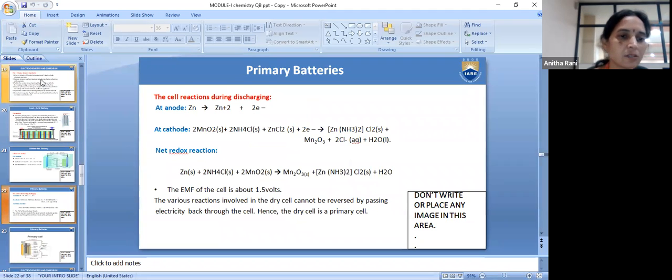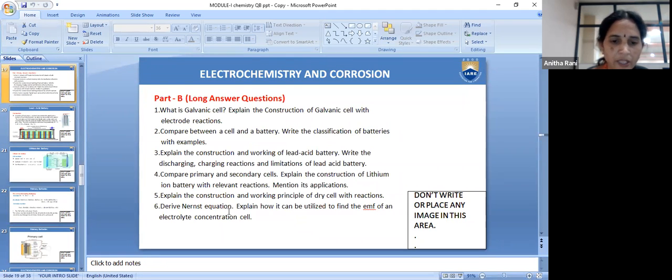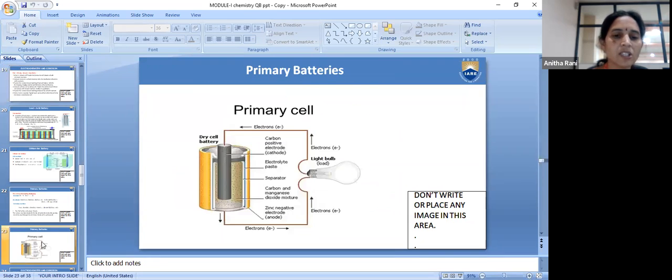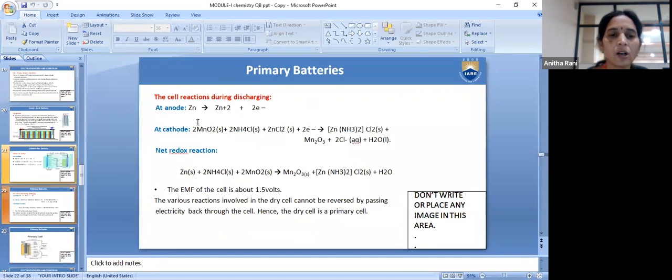Okay, what they asked in the question, you see here. Explain the construction. First, you have to explain the construction. We are taking zinc as a container, which is the anode. Then we insert a carbon rod in the center position, and we fill the surrounding of that carbon rod with the electrolyte. So you write construction first. Then you have to write reactions: anode, cathode, electrolyte, and net reaction.